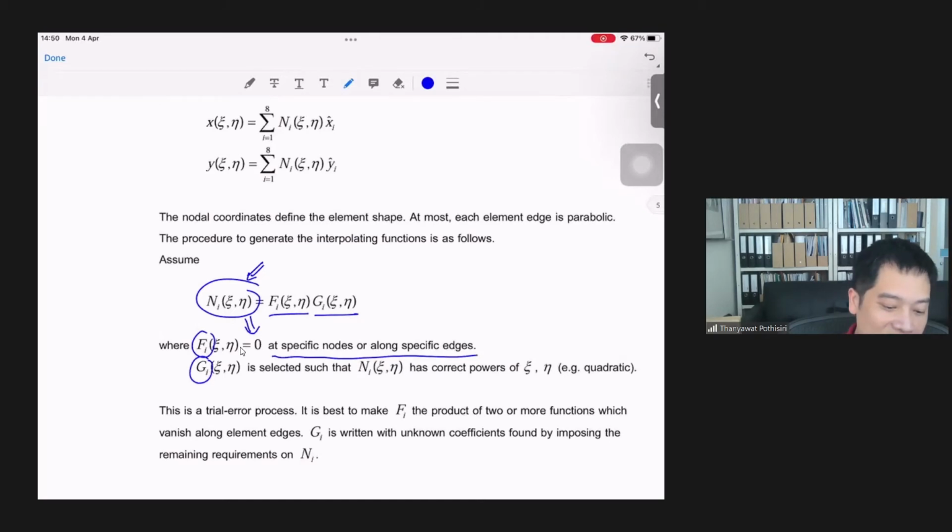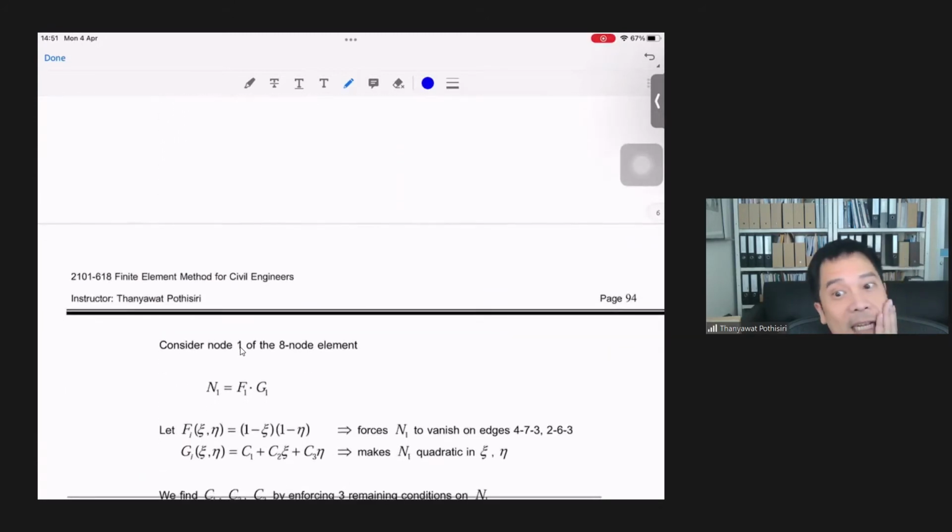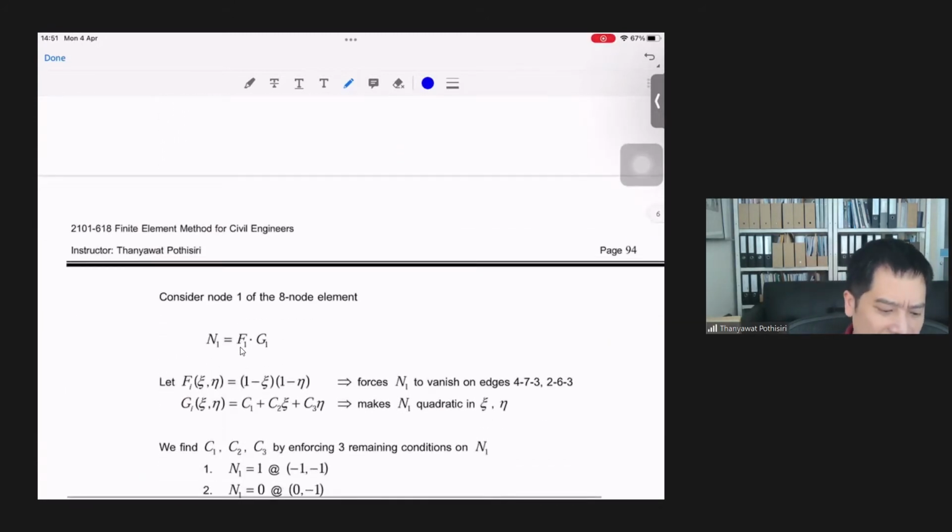What about the g function? The g function is the part which gives you the correct powers of xi and eta. In this case, because you have 3 nodes on each side of the element, the shape function should be in quadratic form. So once you obtain the f function, you just put in the g function to give the correct power of xi and eta for the shape function. Let's take a look at an example then.